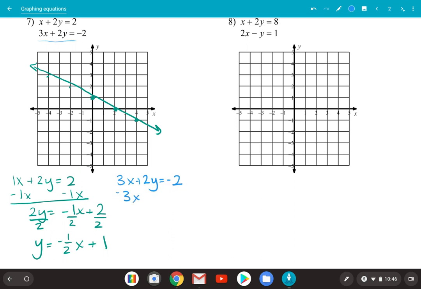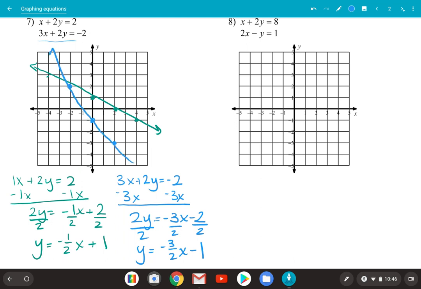Move the x to the other side. And divide. Negative over positive is negative. So we're going to start at -1. Negative, so we're going to go down 3 to the right 2. We can always go the opposite direction. And we're going to see it's going to meet right there. My graphing's not perfect because on the Chromebook it's a little harder. So this one's going to be -2, 2.